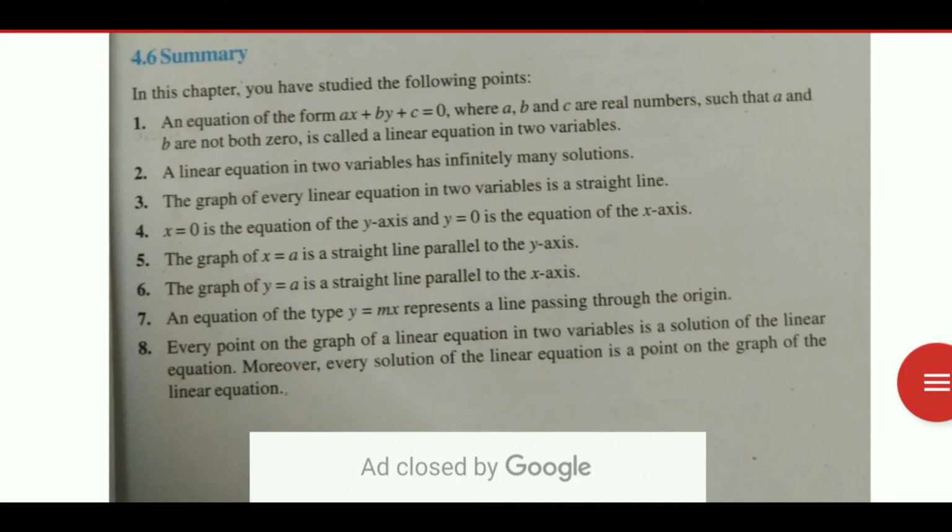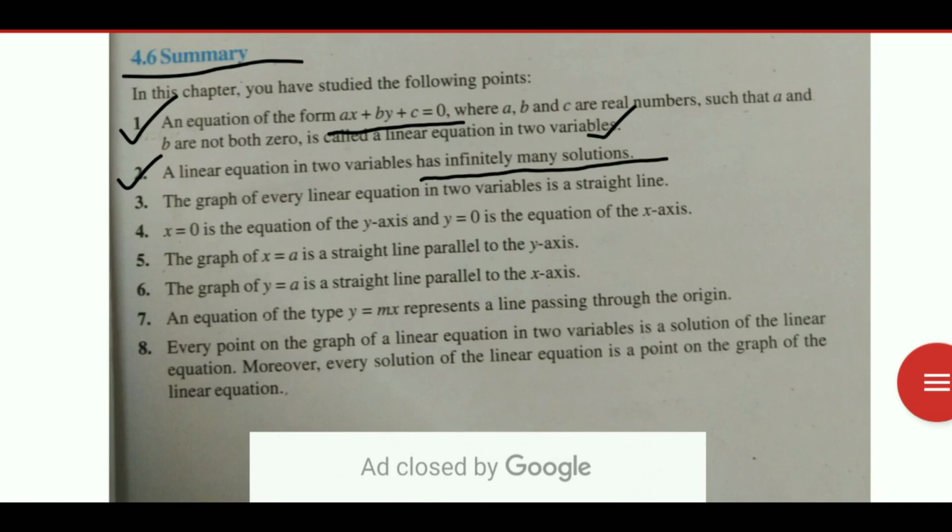So now we'll just go through the summary part of this chapter. Okay. First one, an equation of the form ax plus by plus c is equal to 0, where a, b, c are real numbers such that a and b are not both 0, is called a linear equation in two variables. We studied that, right? This is a standard form of an equation, ax plus by plus c is equal to 0. So second one, a linear equation in two variables has infinitely many solutions. We have discussed that also.